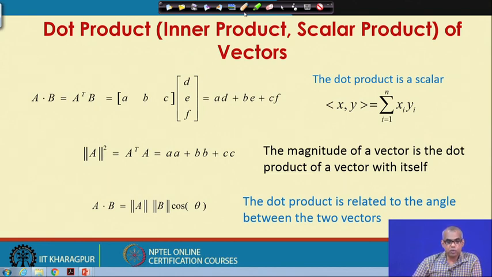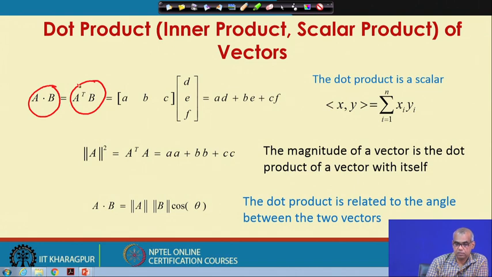You can consider this dot product as something similar to matrix multiplication. So, the dot product between two vectors A and B, which is also represented as A transpose B, is the product like this. A and B are both column vectors. You have taken A transpose B. So, A becomes a row vector and B becomes a column vector.